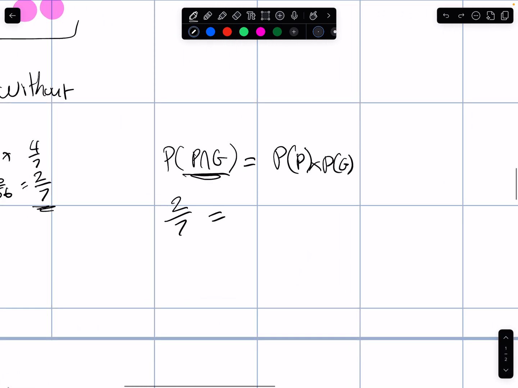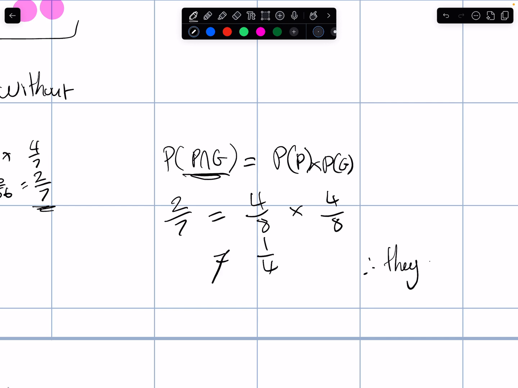So, yeah, probability of pink is 2 out of 4. And probability of green, sorry, 4 out of 8. The probability of green was also 4 out of 8, which is a quarter. And these are not the same, so therefore they are not independent. Or you could say they are dependent.